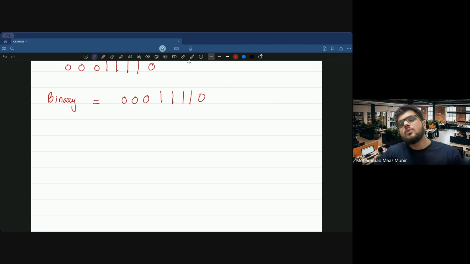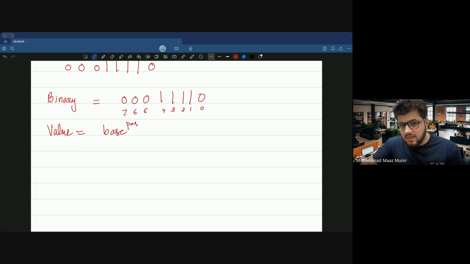Now, let's say I want to convert this back into the same number. How am I going to do that? Firstly, find the value for each corresponding position. How do we find the value? Value is equal to base raised to power the position, the same formula which we discussed yesterday. This is position number 0, then this is 1, 2, 3, 4, 5, 6, 7. We discussed that the first position for a computer is always going to be 0. We always start from 0 in computers. So 2 raised to power 0 is 1. 2 raised to power 1 is 2.